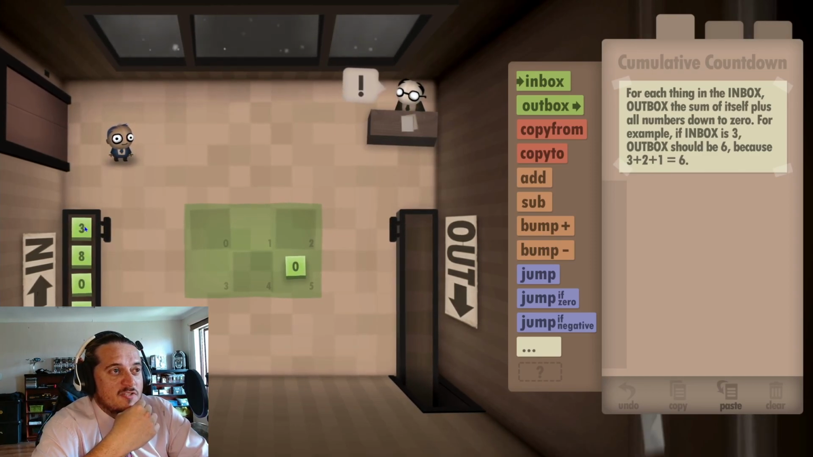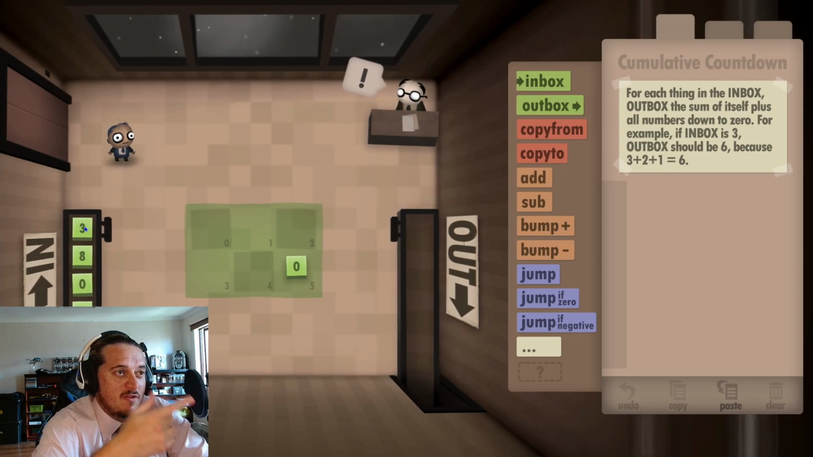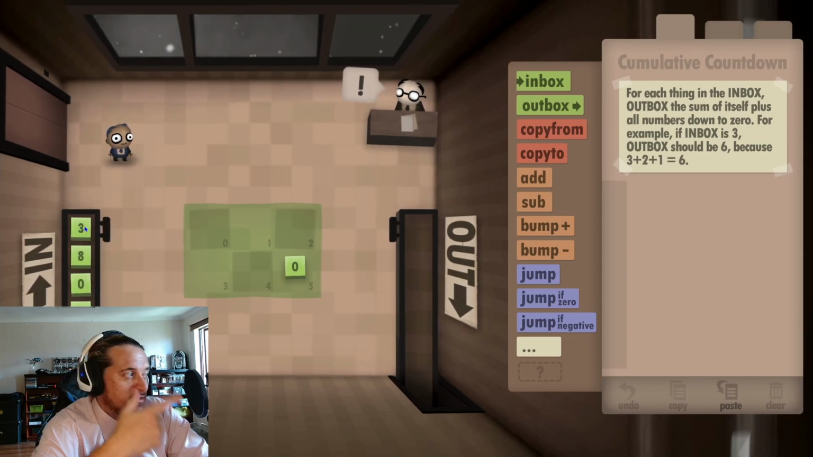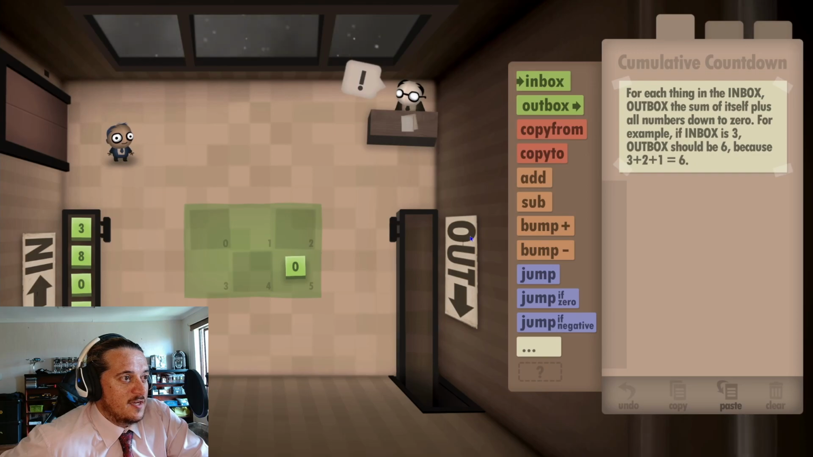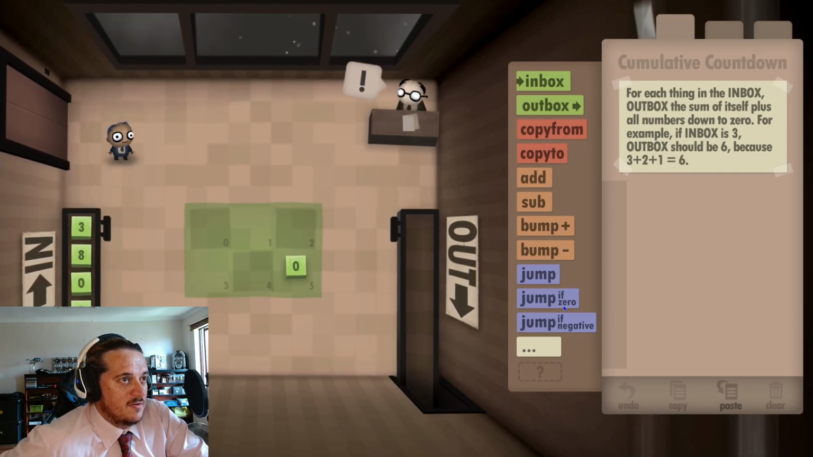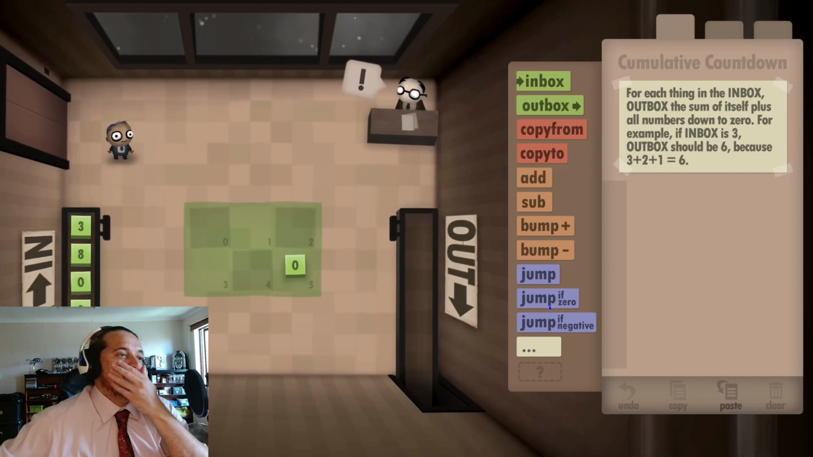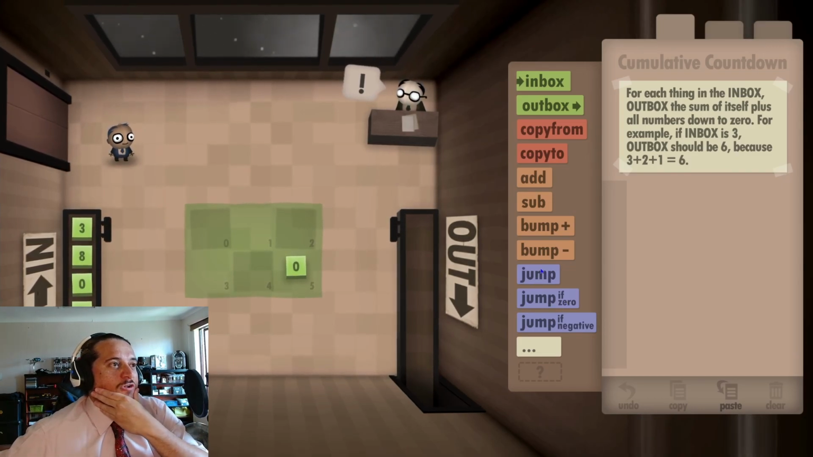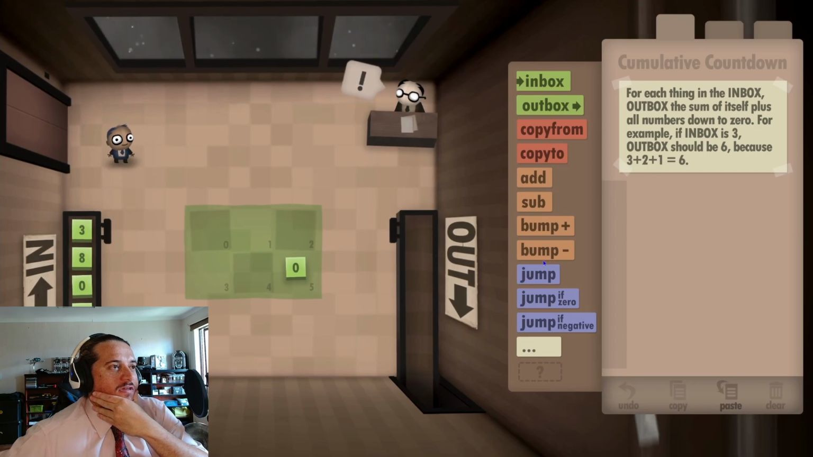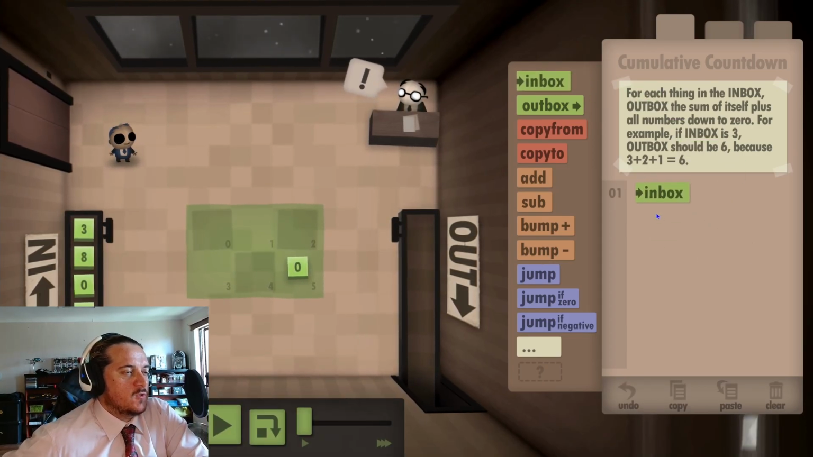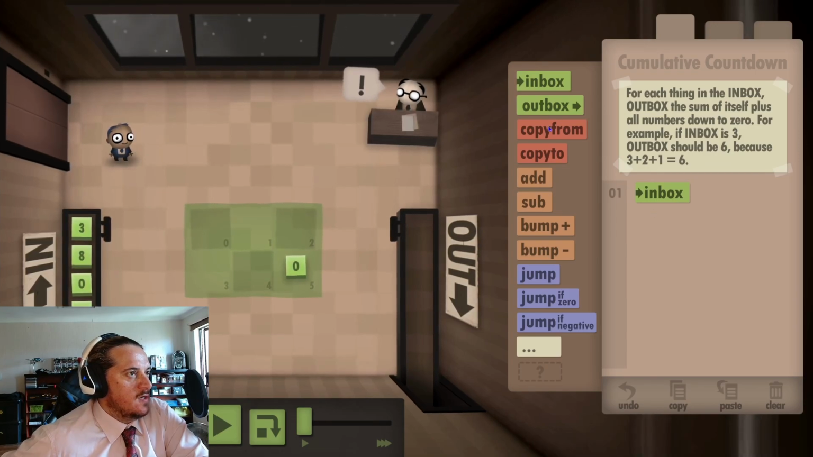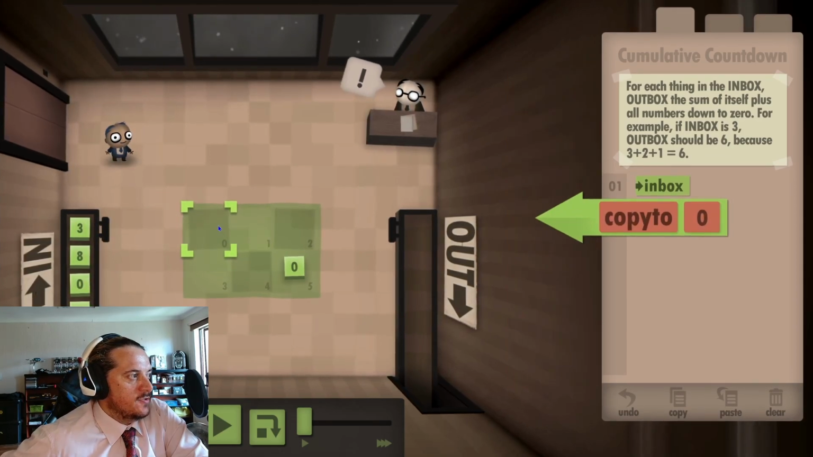So if inbox is 3, outbox should be 6 because 3 plus 2 plus 1. So I must do 3 plus 2 plus 1, 8 plus 7 plus 6 plus... Oh jeez, okay. So we've got a bump minus, get 0, and add along the way. So we're going to grab from the inbox and paste into cell 0.